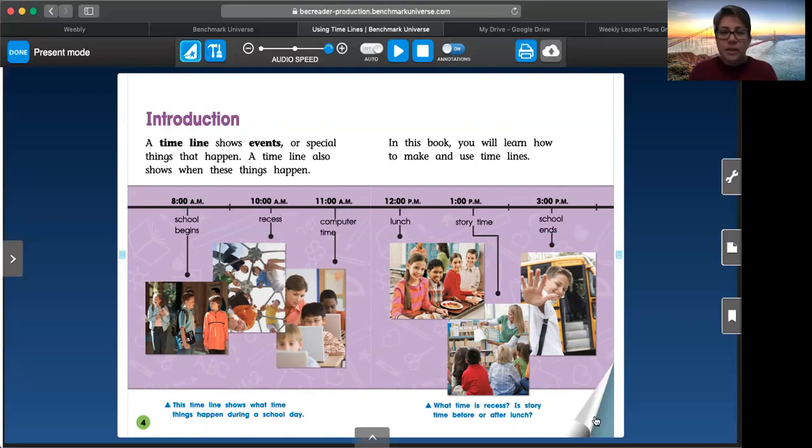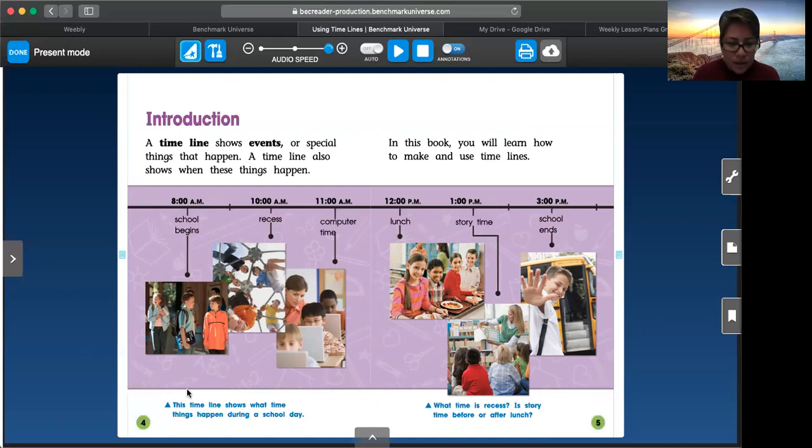When is recess? Yes, here it is. Recess happens at 10 a.m. Let me ask you another question. What time is lunch? There it is. Lunch is at 12 p.m. And final question, what time does school end? School begins, story time, and school ends at 3 p.m., 3 o'clock p.m.